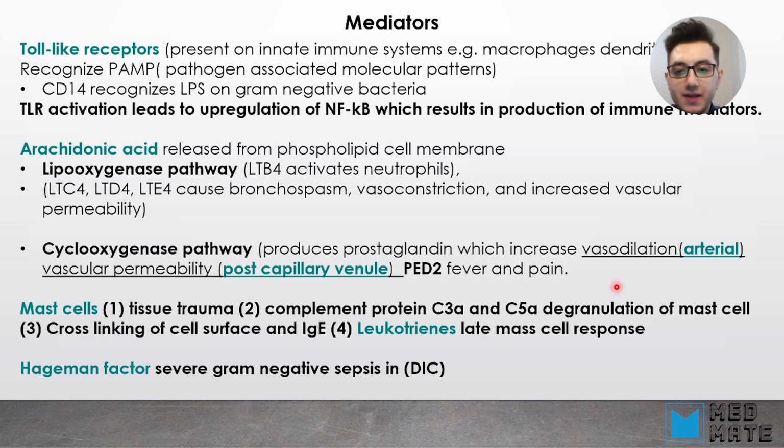Also, mast cells. Mast cells get activated when there is a tissue trauma, or when there are complement proteins C3a and C5a, and these two proteins cause degranulation of mast cells, causing all of those inflammatory processes. And also cross-linking of cell surface IgE. You know that mast cells have these receptors on them, and once these IgEs are cross-linked together, that also causes the activation of mast cells.